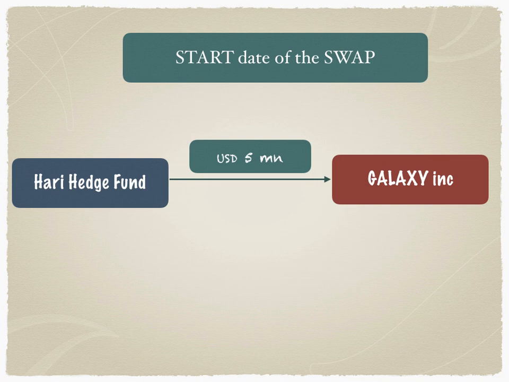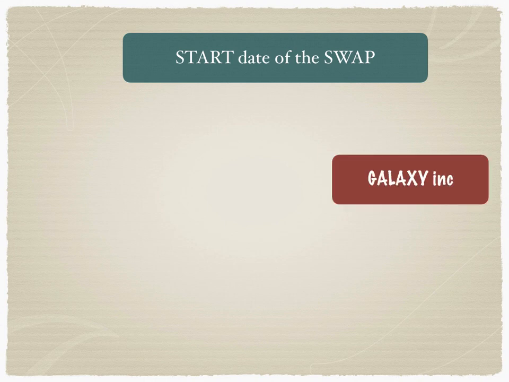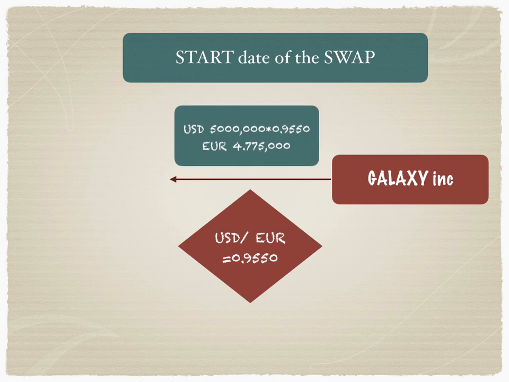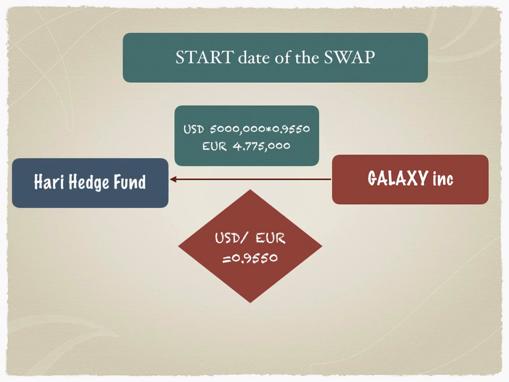What is the second swap that takes place? A simultaneous swap. Okay, this simultaneous exchange takes place where Galaxy Inc. gives the equivalent of $5 million. All right. So Galaxy Inc. checks on the Bloomberg screen what the USD EUR rate is. They find out that the USD EUR rate is 0.9550. It converts $5 million into euros and it gets 4.775 million euros, which it then gives to Hurry Hedge Fund.